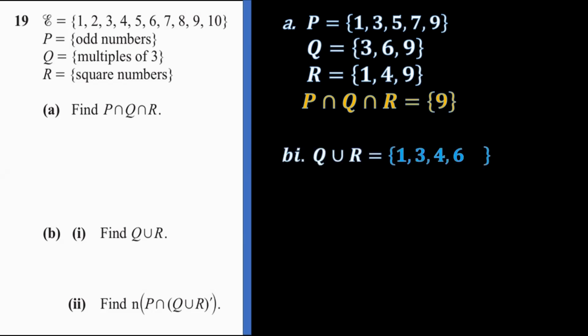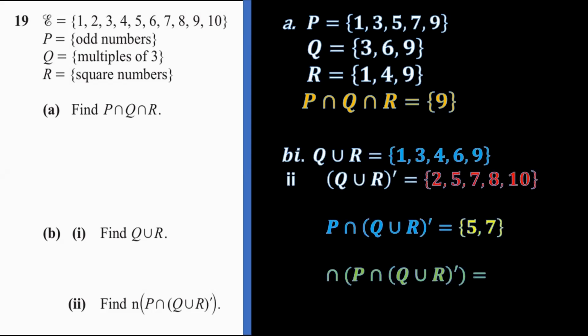The B. B is in 2 parts. We have the I, we have the II. For the I, we are looking for the union of Q and R. So union is to bring together, merge. So all the elements of Q join together with all the elements of R. But bear in mind that in a set, elements do not repeat. So when we merge, all the elements that appear twice, we just write them out once.